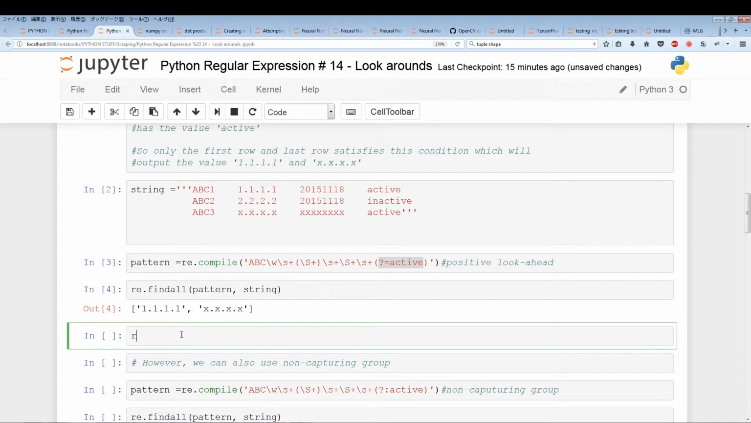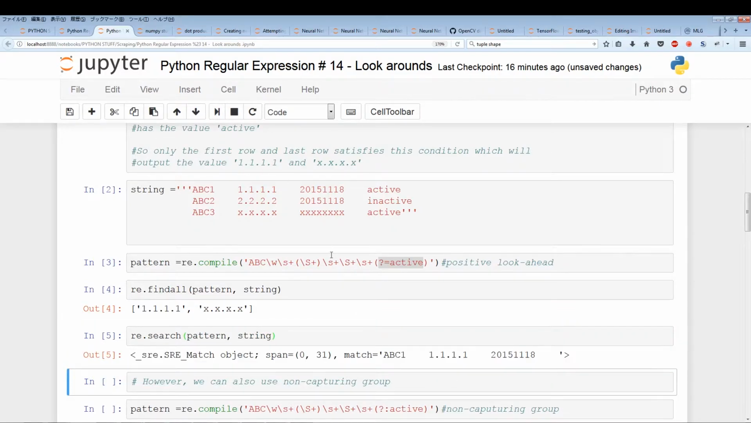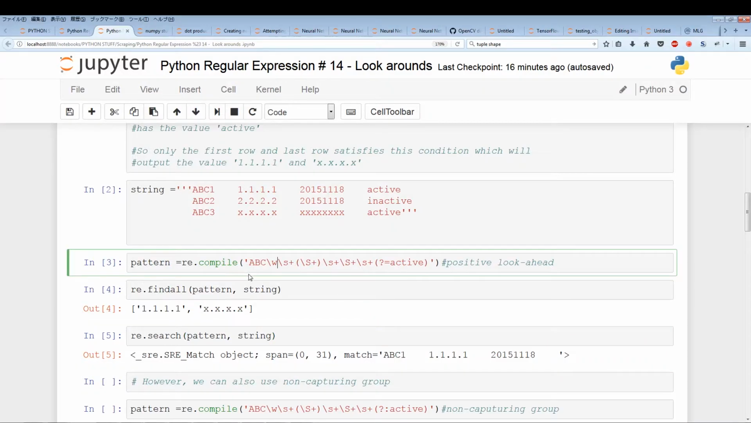Let's keep the pattern, but let's just use re.search. So we'll use re.search, pattern, and string. And let me just run this. So here's where I wanted to show you exactly what I mean by it doesn't capture. As you can see, when we use re.search, it pulls out the entire pattern. It doesn't matter if a group is captured or not, because it has another method to access the group.